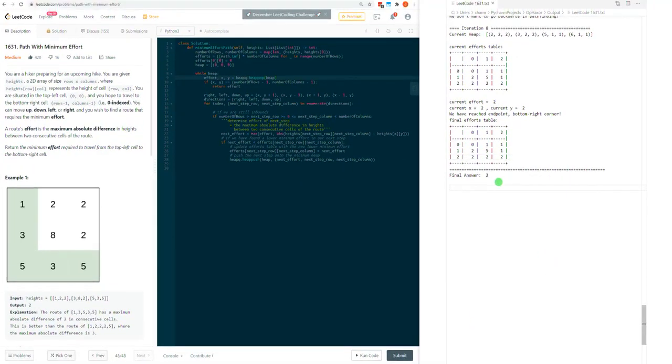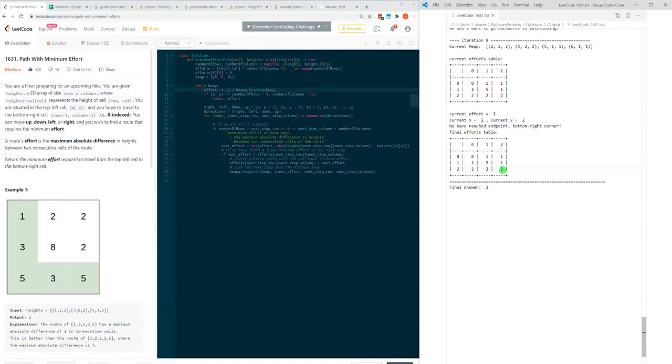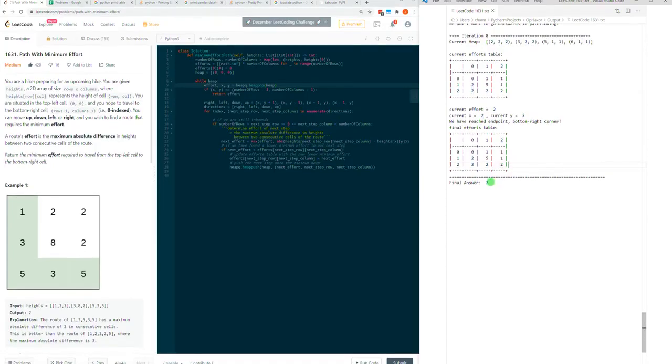And when we're reading this efforts table, we're just looking at our endpoint, right? We don't look at this pathway that we took. We look at the endpoint, which is the bottom right corner, and that has been updated with the lowest amount of cost to get to that point, and that has shown to be 2, and that 2 is our final answer.